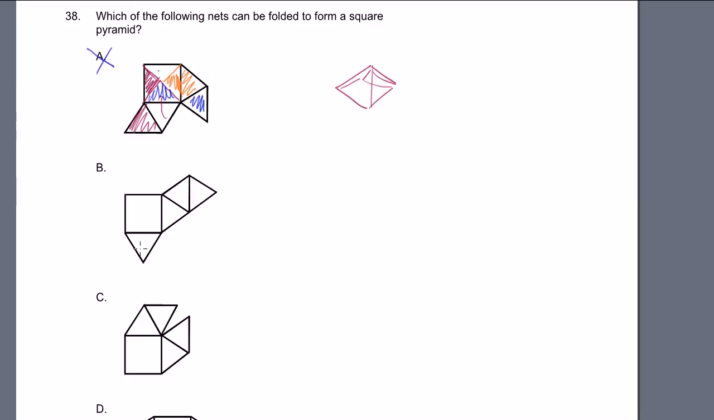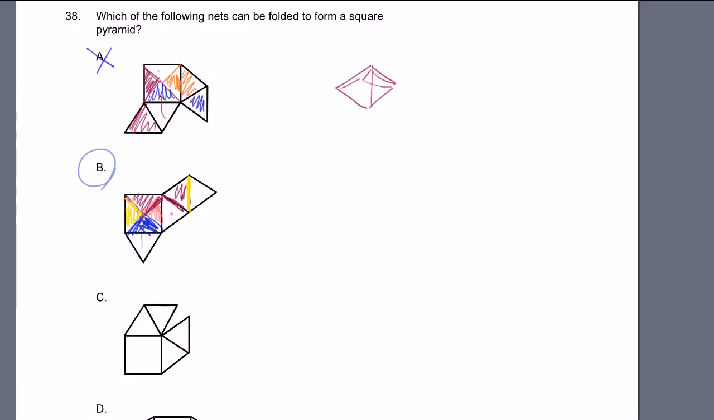Let's see choice B. So if I flip this over, that flap is going to go right there. And then this flap is going to go over right there. And then this flap right here, this side right there is going to be that side. So this flap is going to go right over on this side just like that. And then this last flap, remember this edge is that edge right there. So this last flap will just fill in the blank right there. So it looks like B works. We'll actually form a square pyramid.